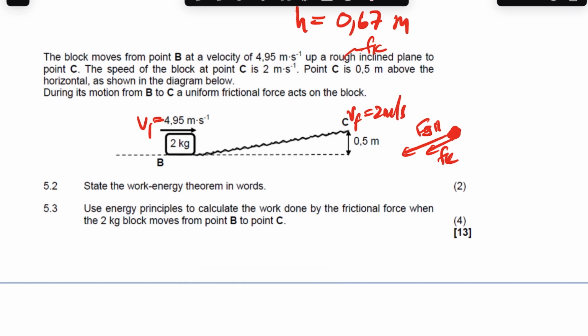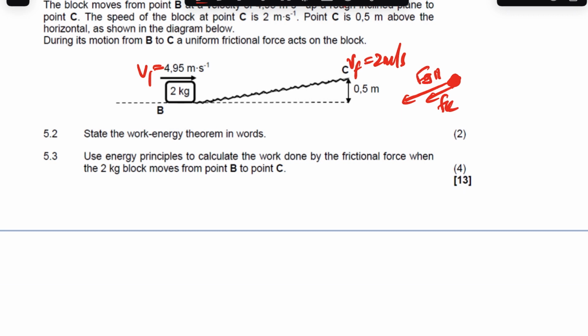Now, 5.2, it says state the work energy theorem. The work energy theorem says the net work done on an object is equal to the change in kinetic energy of the object. Stick to the exam guideline when it comes to that. Now use the energy principle to calculate the work done by the frictional force when the 2 kg block moves from point B to C. So we want the work done by the frictional force. So what are we going to use there, guys? I'm going to use the energy principle.